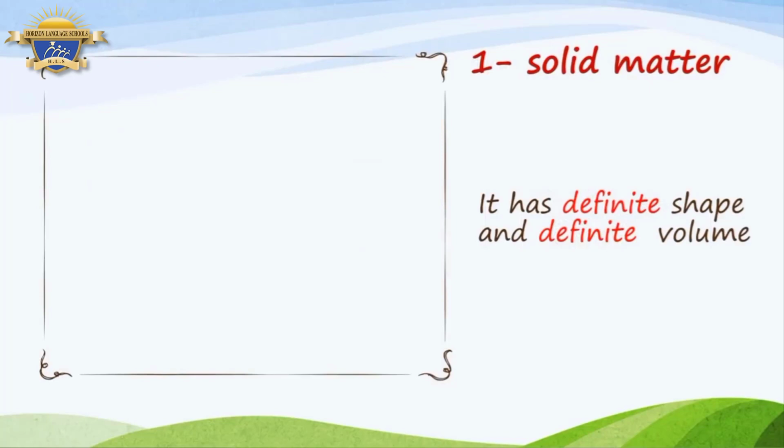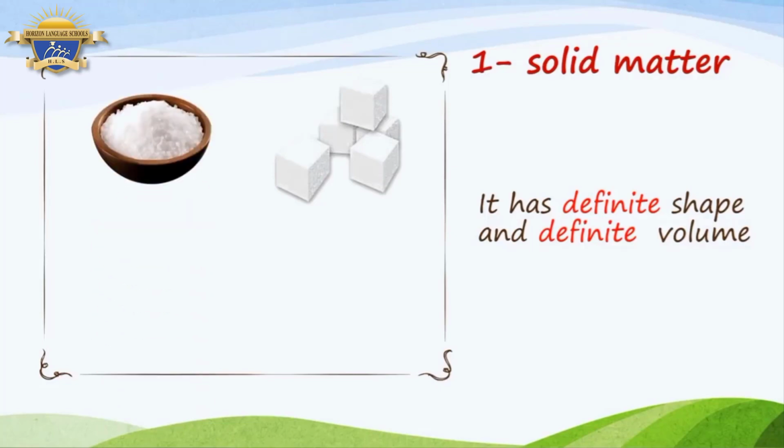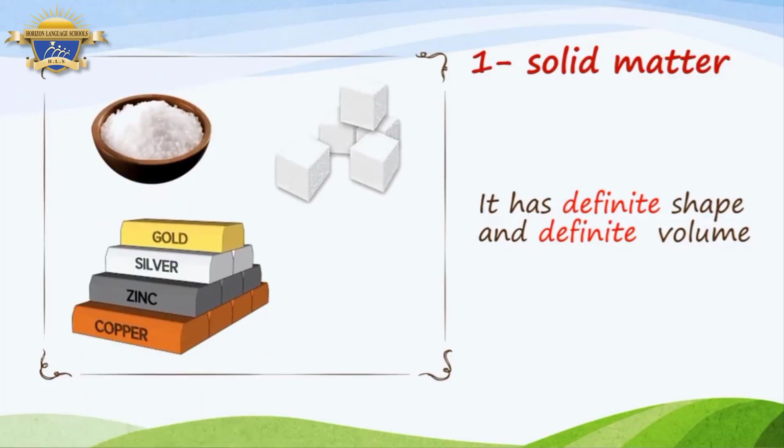First, solid matter. Solid matter has definite shape and definite volume. You will ask me, what is the meaning of definite? Definite means not changing. So if you have a bag, is the shape of the bag changed? No. Why? Because it's solid matter. The iron or the gold, silver or copper, does its shape change? No. Why? Because it has definite shape and definite volume.